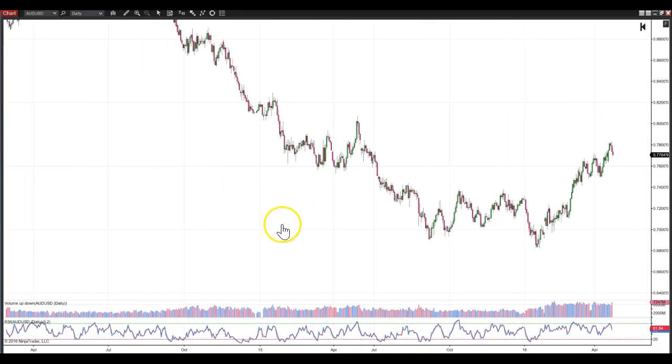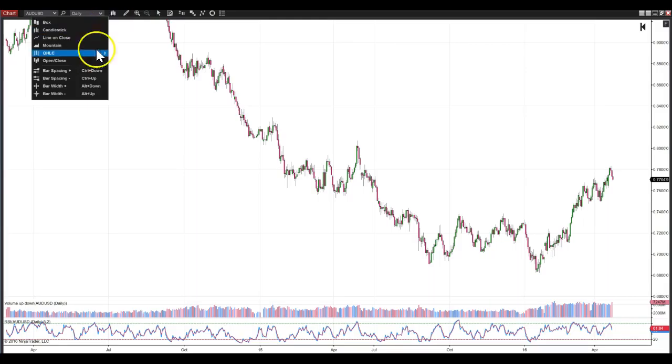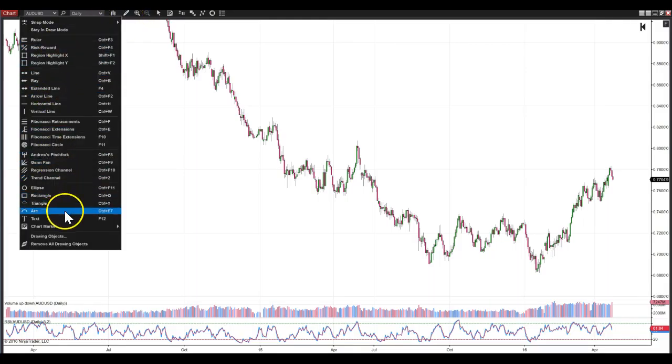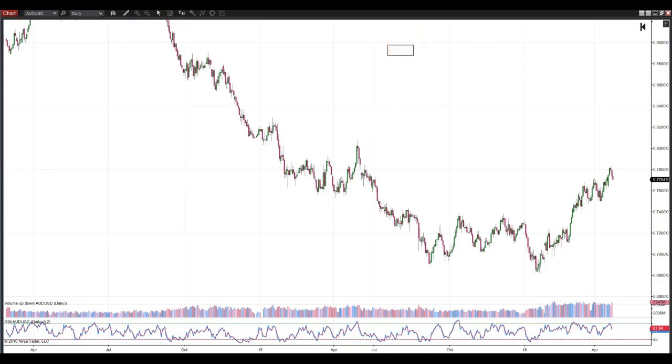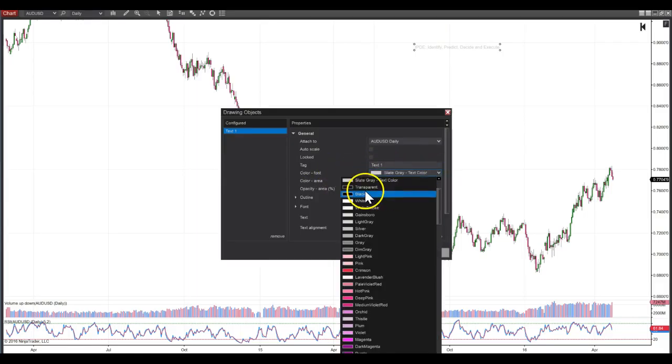One of the things I do every weekend or during the week is run through a process that I learned through a company called Trade Empowered, which is called the IPDE, which is basically identify, predict, decide, and execute. So it's IPDE: identify, predict, decide, and execute. Very simple, nothing complicated about that. Let me just change the color.